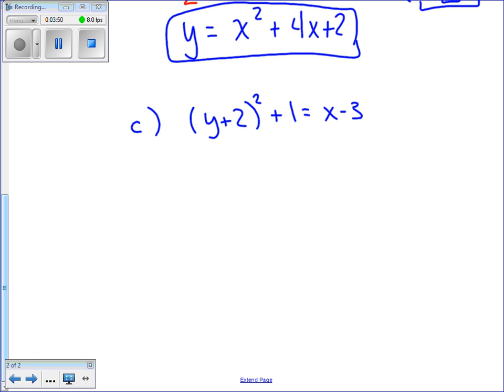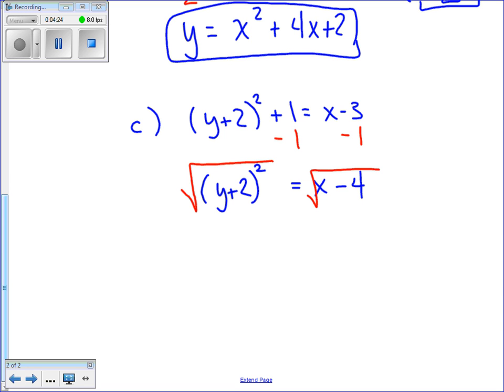Last problem up here, this time y plus 2 is being squared. Again, remember that y plus 2 is like married. You can't subtract 2 because they're inside of those grouping symbols and they're being squared. I can, however, subtract 1 if I want from both sides of the equal sign. No problem doing that. But this y plus 2 is stuck together right now. So now I have y plus 2 squared equals x minus 4. To undo a squared, I would take the square root of both sides.